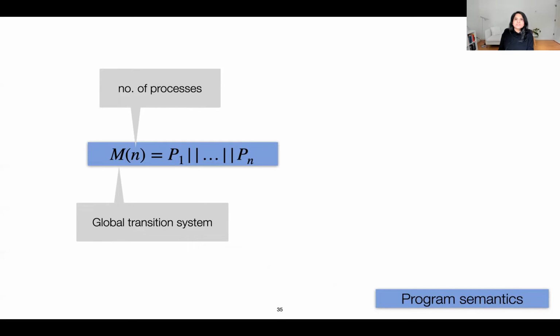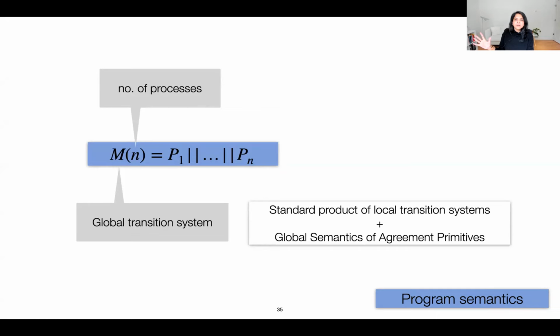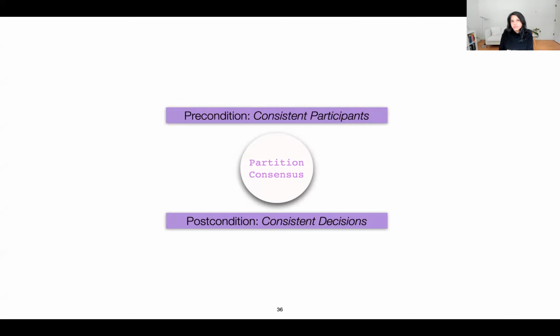So a Mercury program, like in the previous talk, is also a parametrized system consisting of multiple copies of the same process definition. Okay, so n here is the parameter, it's the number of processes, and p1 through pn here are identical processes. So this is symmetric. Now the semantics of M of n is a global transition system. And it is essentially composed of two things. Most of it is a standard product like you would construct given the local transition systems for the semantics of each process. But we also need to incorporate some special semantics corresponding to the agreement primitives, right? So again, this is an abstract view of what we do. So remember that these agreement primitives are meant to abstract verified agreement protocols.